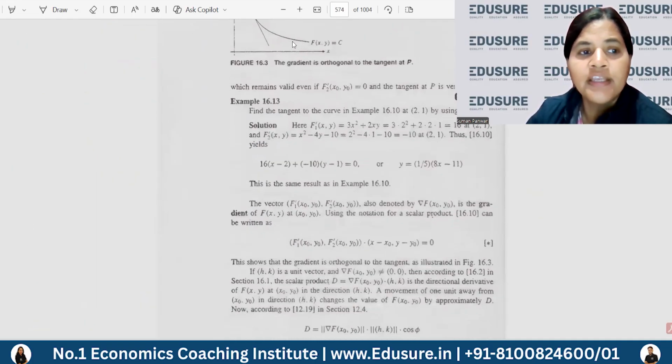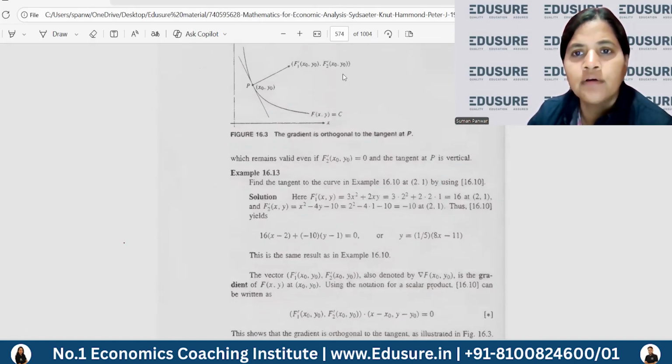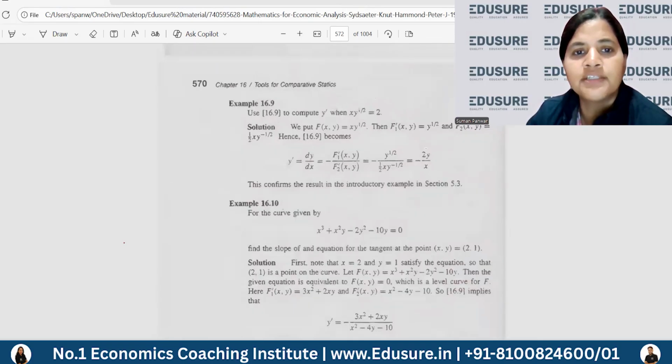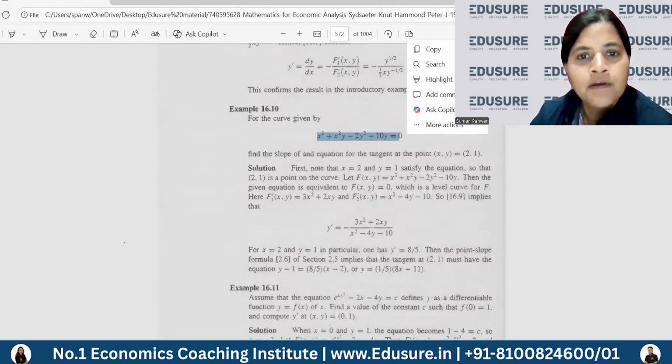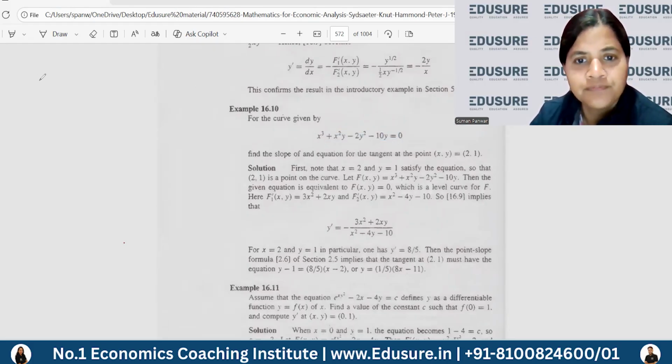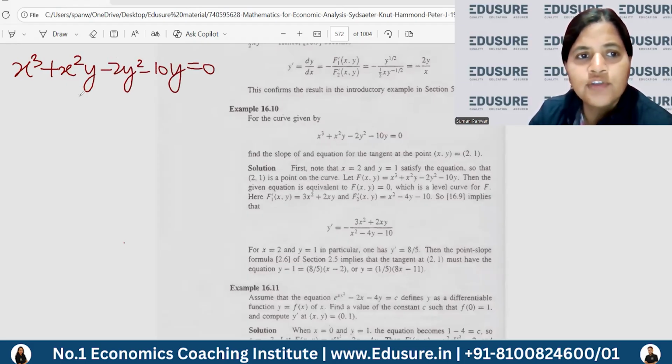Find the tangent to the curve in example 16.10 at (2, 1). So what was the curve in example 16.10? So we have to go to example 16.10. The curve is x cube plus x square y minus 2y square minus 10y equals 0. So this is my f(x,y) is equal to c.